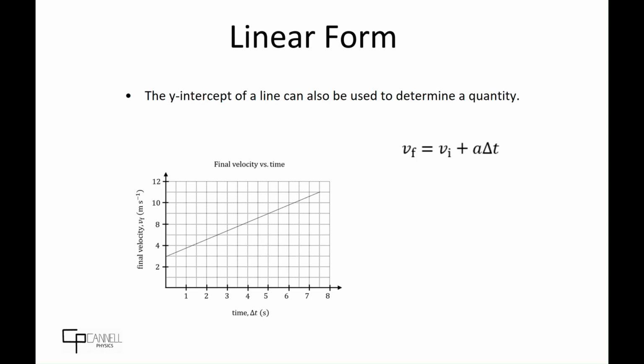So with the density example on the previous page, we looked at how the gradient can be used to determine a useful value. But what if the line doesn't go through the origin, therefore the y-intercept is not 0? Well, the y-intercept can also be used to determine a quantity of interest. On this graph, we actually have some values on the axes. And here we've got an equation of motion where v subscript f is the final velocity of an object, v subscript i is the initial velocity, a is the acceleration, and delta t is the time.